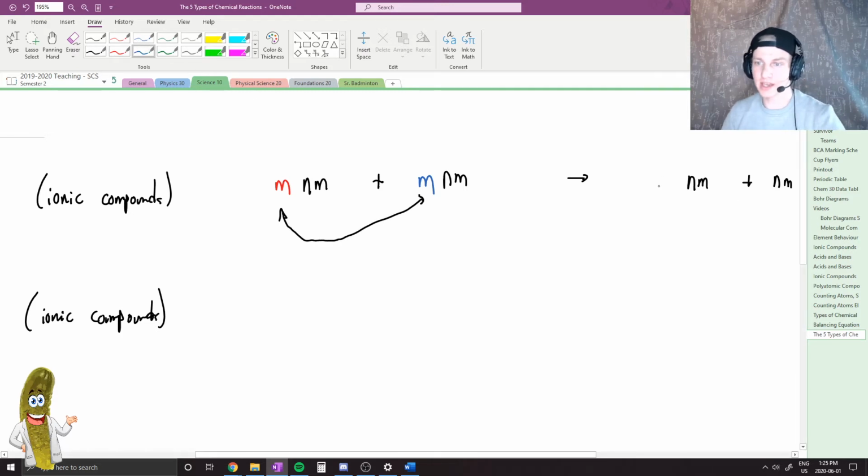And so when we get to the other side of the reaction, all that we end up with is the combination of now a new or the same metal, but with the other nonmetal, the same metal with the other nonmetal. So that's double replacement.